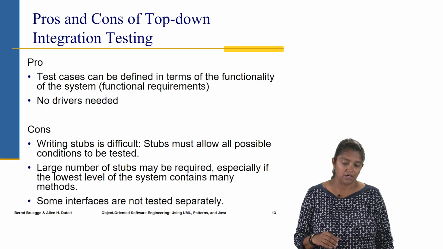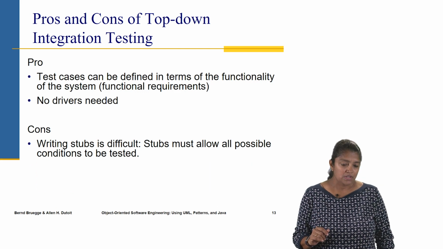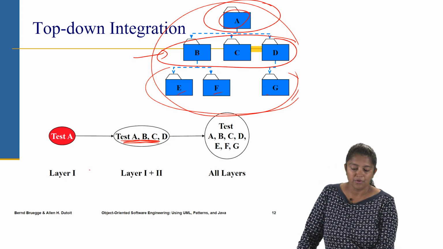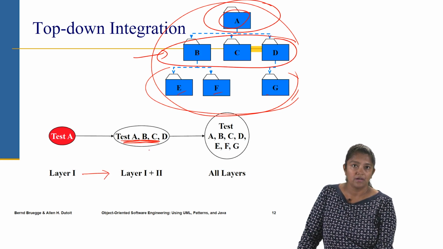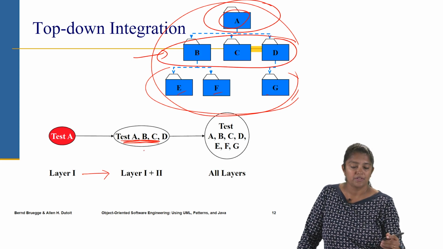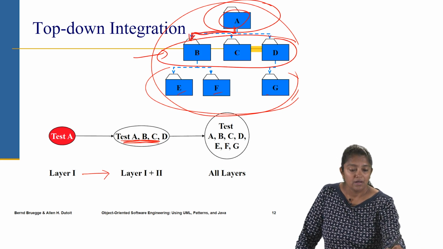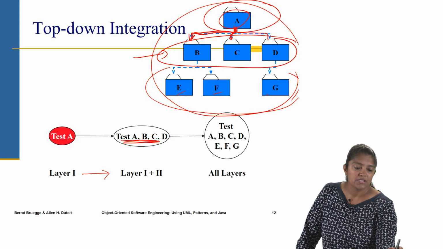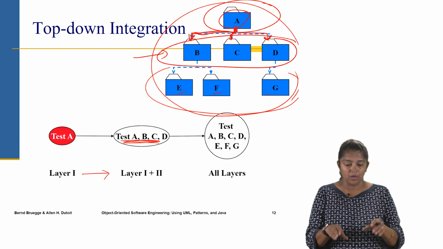But then, there's another disadvantage, which is that some interfaces are not tested separately. Let me specifically show you that. As you saw, when we went from layer 1 to layer 1 plus 2, we tested A, and then we directly tested A, B, C, D all put together. We did not test the individual interface between A and B. We did not get to test A and C separately by itself, and then we did not test A and D separately by itself.